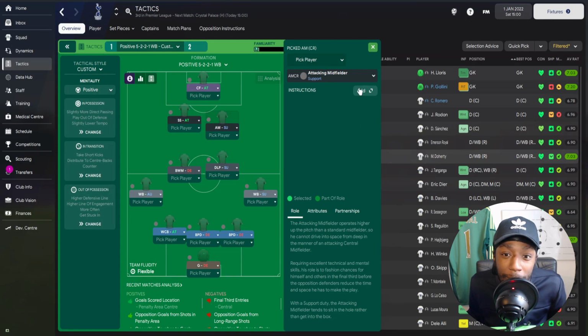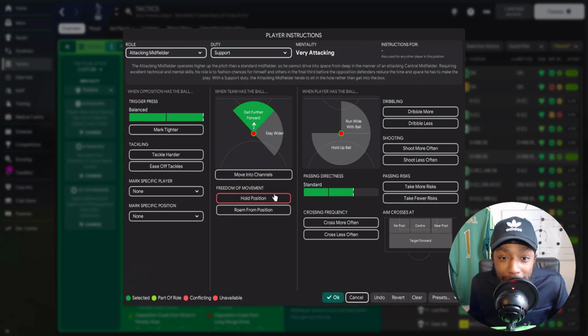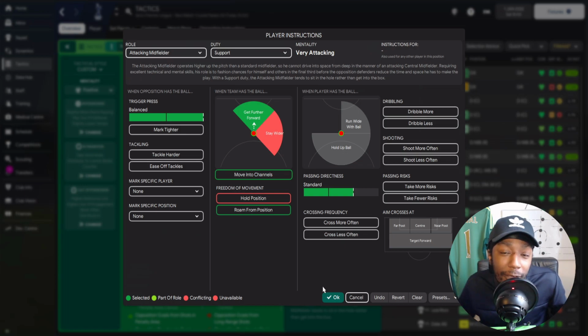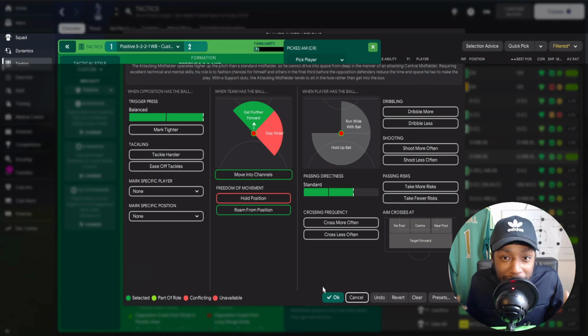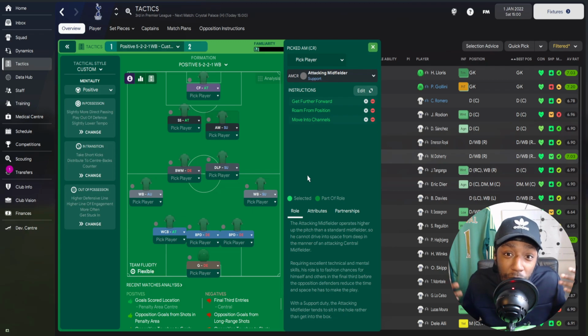And lastly, for the player instruction, is the attacking midfielder on support. He's going to be getting further forward, moving into channels and roaming from his position. This is trying to replicate that Lucas Moura role, but we also want him to have a little bit more of an influence when the team has the ball. So when the team has the ball, he's going to be getting further forward, moving into the channels, but also roaming from his position. And that there wraps up Antonio Conte's 3-4-3 formation, and we haven't forgot about the 3-5-2.